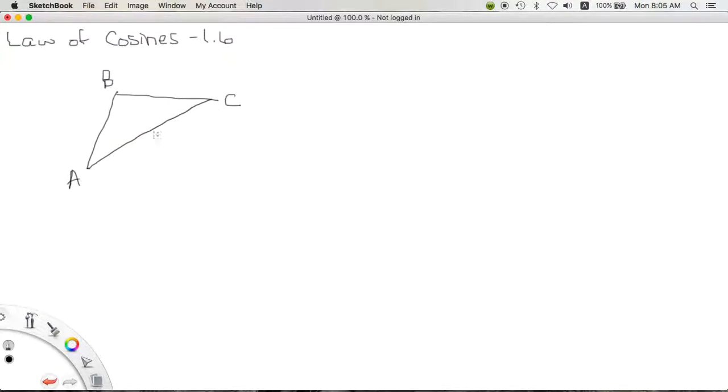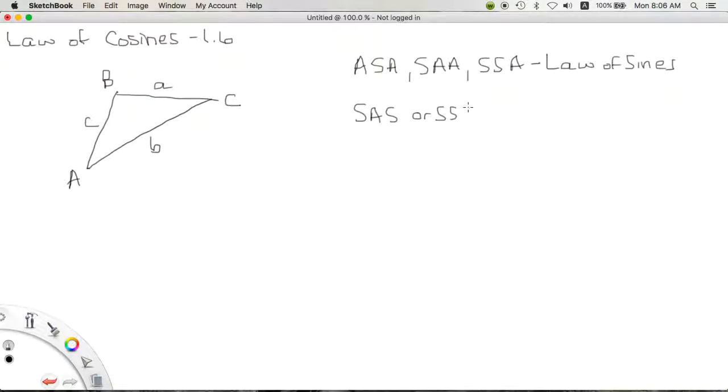Now, you'll recall that when given a triangle, if we know angle, side, angle, or side, angle, angle, or side, side, angle, then we can use the law of sines to find the other angle or angles and the other side or sides. But what happens if we have side, angle, side, or side, side, side? That's a different case. In those cases, we're going to use the law of cosines.